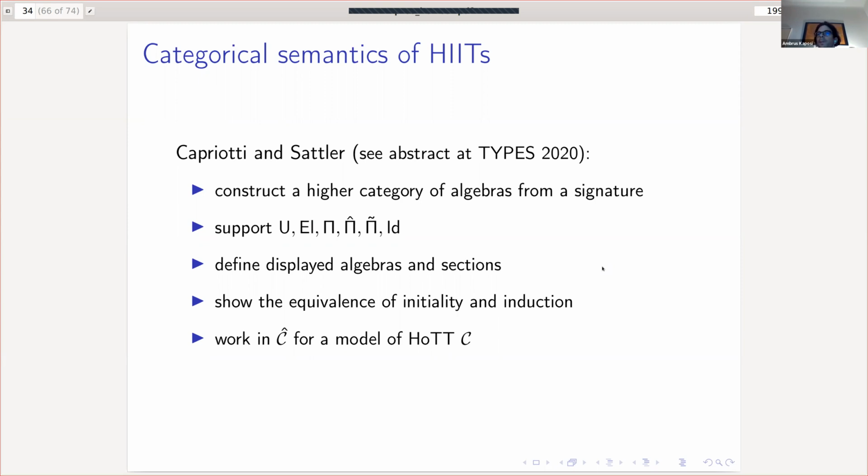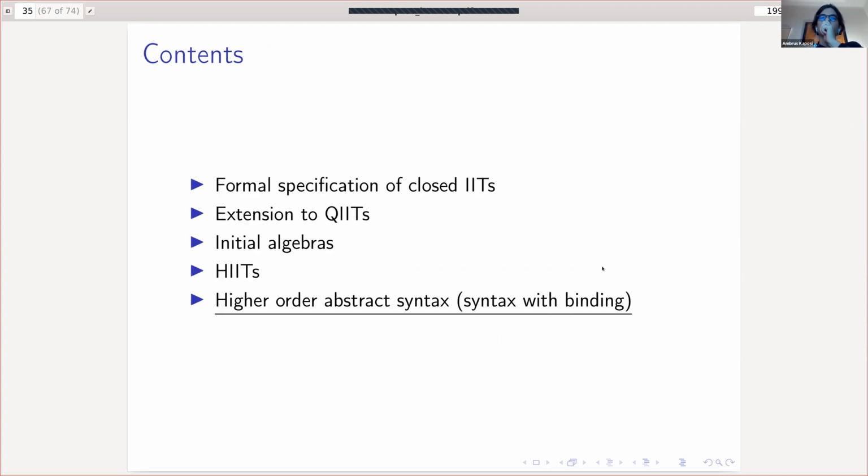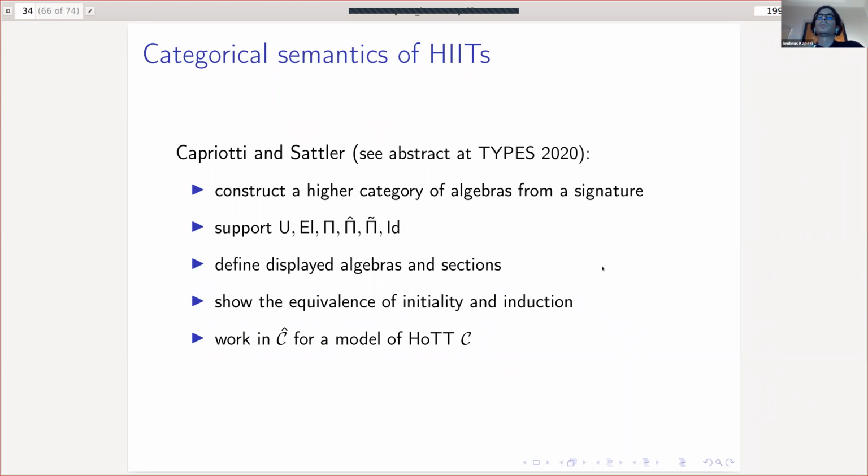So for each HIIT signature, we have a higher category of algebras where initiality and induction coincide. But we don't yet know, for general HIITs, of any general results about existence of initial algebras. We know about existence of initial algebras for simple classes of higher inductive types, but not for higher inductive types in general.